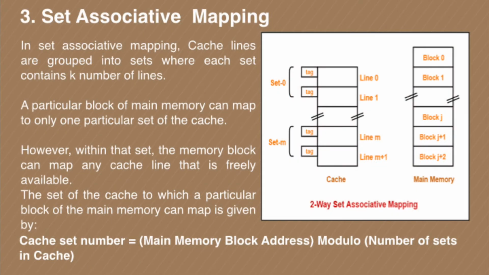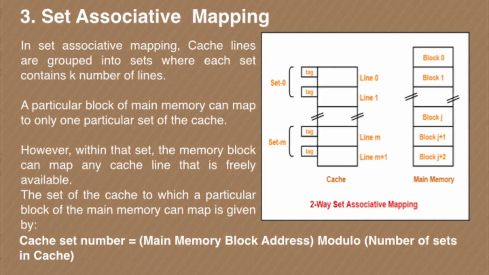Now we will discuss the last method, that is set associative mapping. In this method, cache lines are grouped into sets where each set contains k number of lines. A particular block of main memory can map to only one particular set of the cache. However, within that set, the memory block can map to any cache line that is freely available. The set of the cache to which a particular block of the main memory is mapped is based on the equation: cache set number equals main memory block address modulo number of sets in cache.